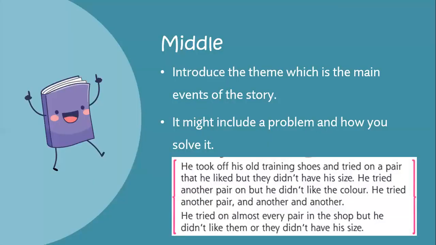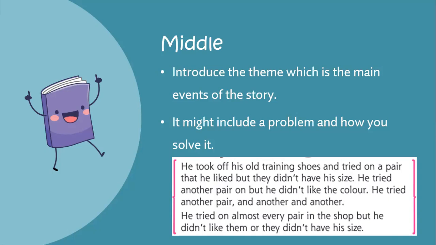Okay, then we have the middle of the story when I introduce the theme, which is the main events of the story, and I can also include a problem and how I solve it. So the second part: description of the place and what happened there. Was there a problem and how did you feel? How did you fix it and how was the day? So here I write sentences in the past. Okay, because I'm writing a story, so a story is about something that started and finished in the past. Okay.